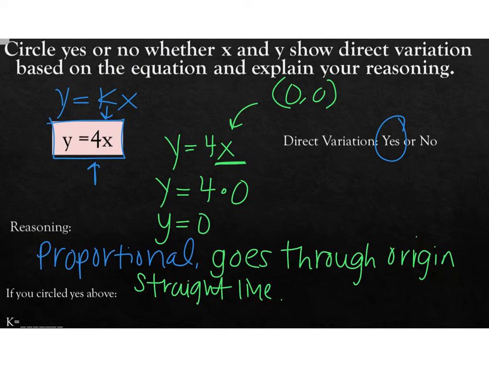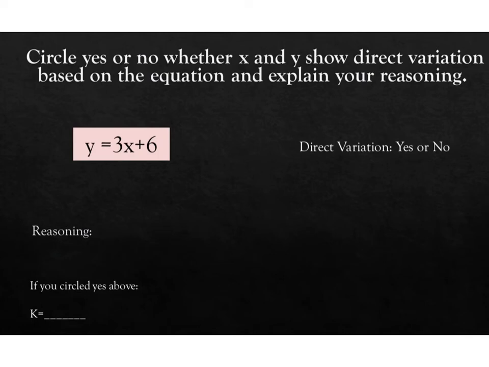So since we circled yes above, we need to determine what our k value is. Well, that was pretty simple, right? It's going to be 4. And actually our equation, and they're not even asking for it because they gave it to us in the beginning. Now let's take a look at this one. This is a little bit different.